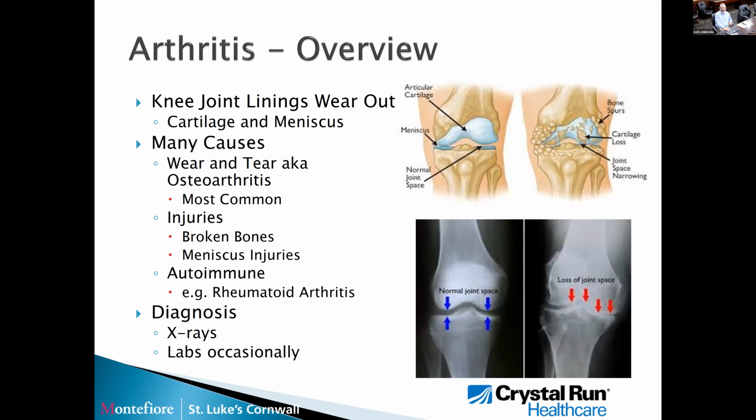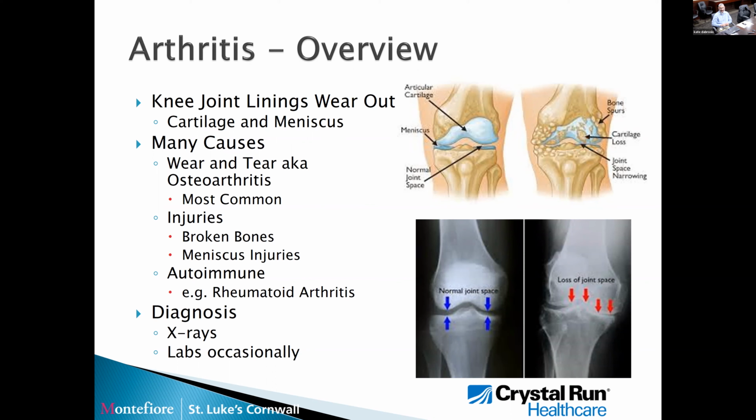So, arthritis. What arthritis is in the knee is basically that the cartilage and the meniscus, the linings of the joint, wear out over time. The most common cause of this is what we call osteoarthritis, which is basically just wear and tear. And you can see that picture on the bottom there, where the lower red arrows show the joint space is almost completely gone. There's no space between the thigh bone and the shin bone there. It's also narrowed on the other side, but not to the same extent.